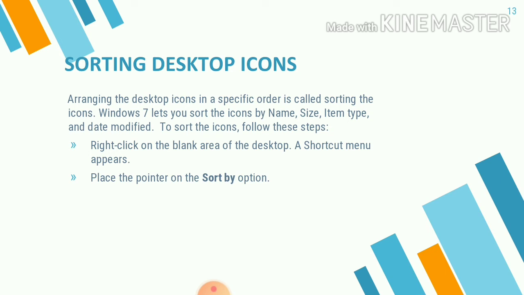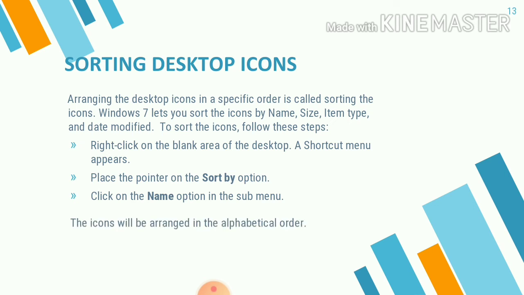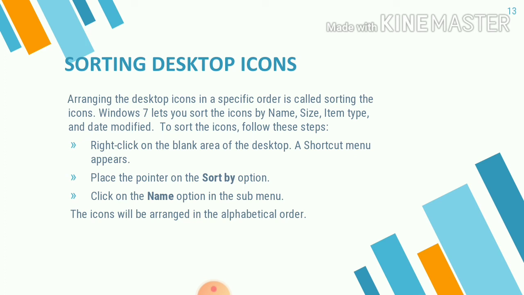In your shortcut menu you have to place your pointer on the sort by option. Then the submenu will open, and you have to select and click the name option. Now the icons will be arranged in alphabetical order. You can see on the desktop your icons arranged in alphabetical order. So this is how to sort desktop icons on your desktop.